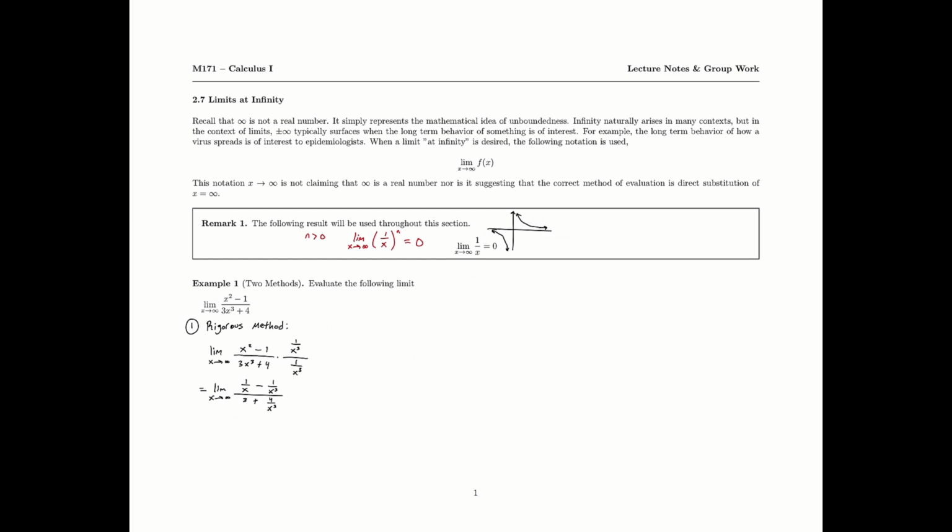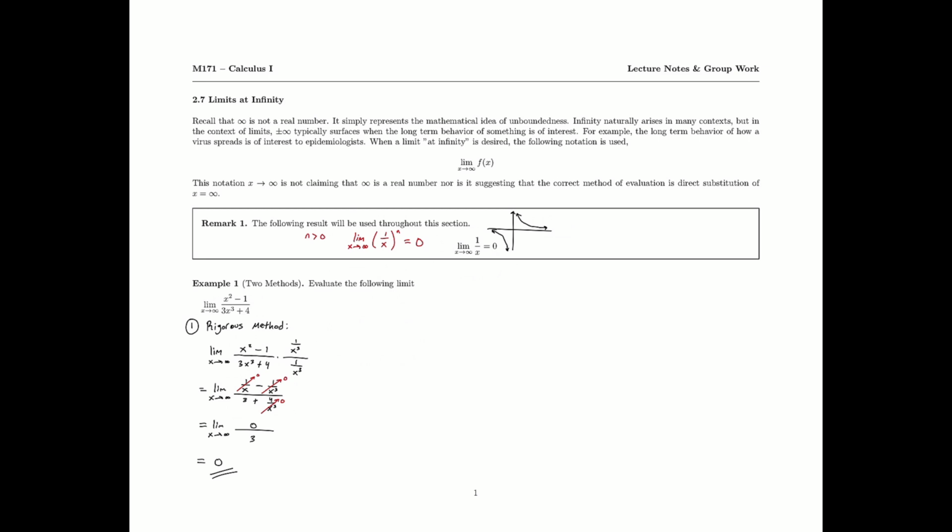We're really just taking this fact and using a limit law fact and combining them. So what's going to happen here is that this term will go to 0, this term will go to 0, this term will go to 0. So then ultimately what we have is the limit as x goes to infinity of 0 over 3, which is just 0. So that is the rigorous method.